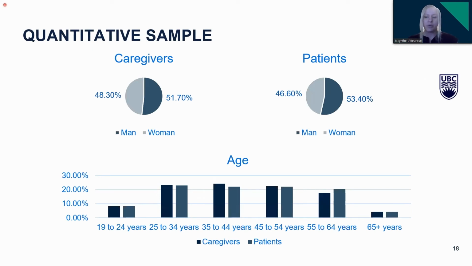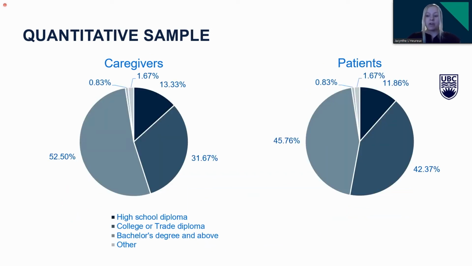In brief, our resulting samples were similar for caregivers and patients, with slightly more men than women in each group. Most respondents were aged 25 to 44. Their education levels were also similar, with a bachelor's degree or above being the most common. We did capture more socio-demographic information, but we're not reporting those for the sake of time.